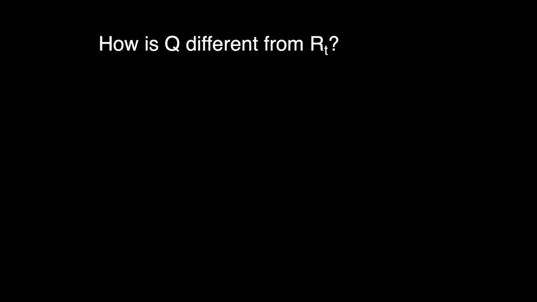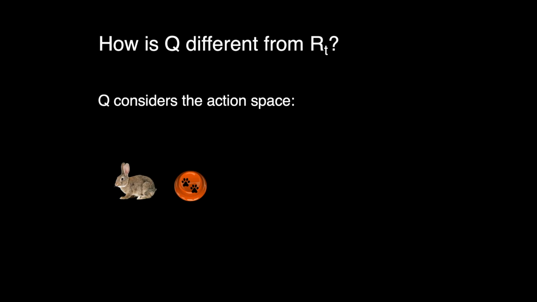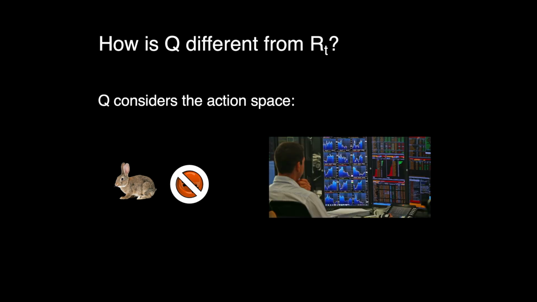But how is Q different from the rewards? The difference is that Q considers the action space. In the real world, we always have many options. The bunny can choose to push the button or choose not to push the button. And similarly, a Wall Street high-frequency trader has hundreds of stocks to choose from. They can buy a stock or sell a stock or do nothing.